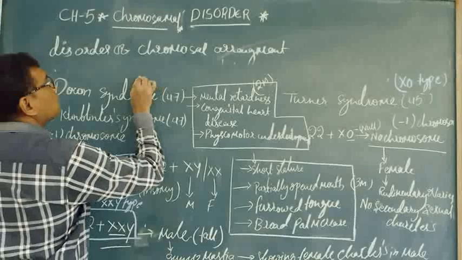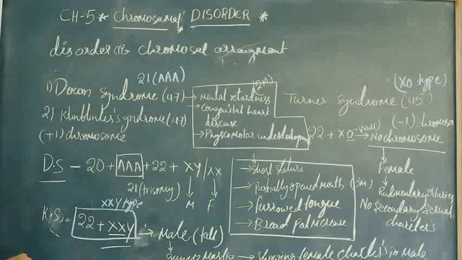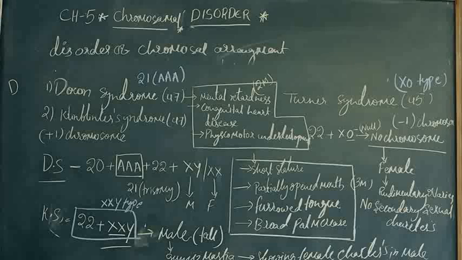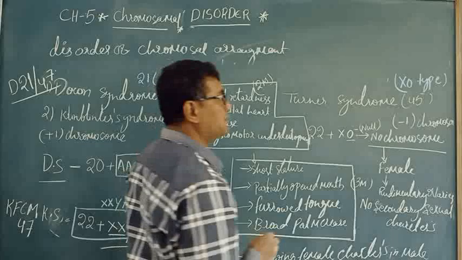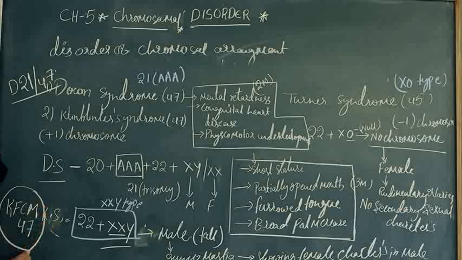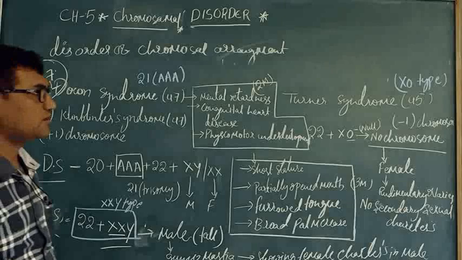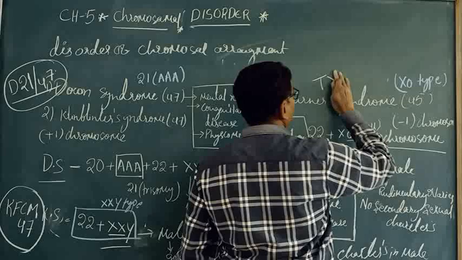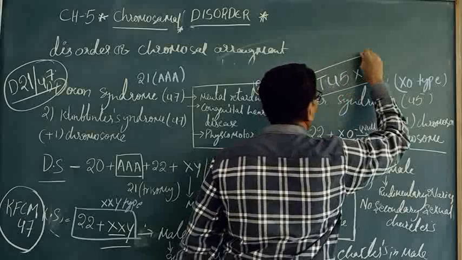In order to identify Down syndrome, the code is 47, trisomy 21. For Klinefelter, it is XXY, 47. For Turner syndrome, it is 45 X. In order to remember this, these are the codes for identification. Down syndrome is trisomy 21, and Turner syndrome is 45X. This is how we need to remember this.